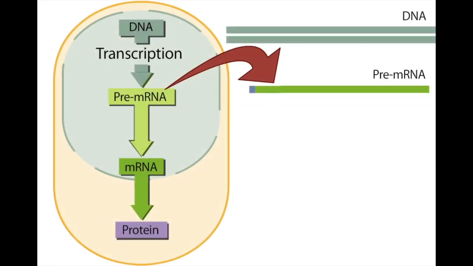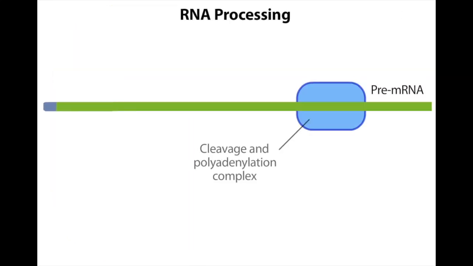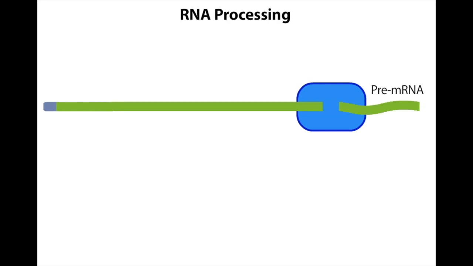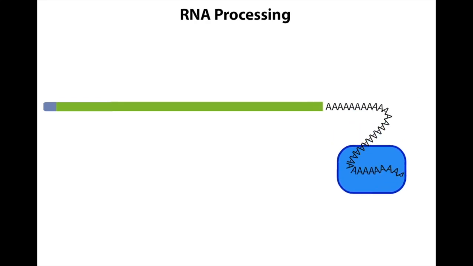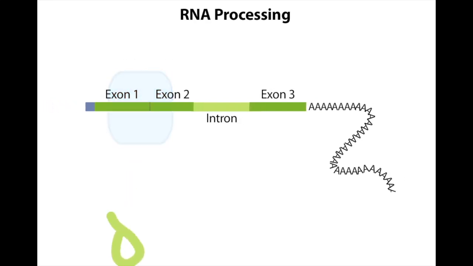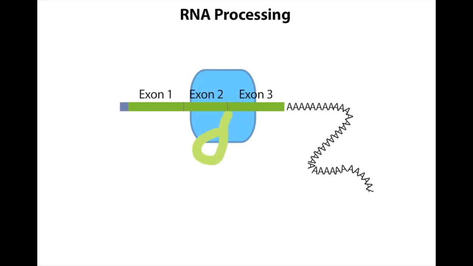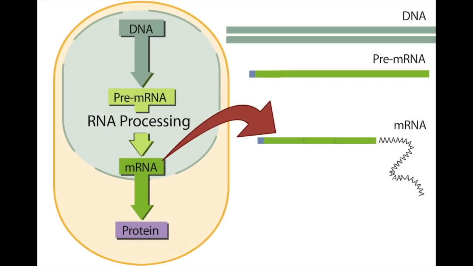The pre-mRNA must be processed before it can be translated into protein. The 3' end of the pre-mRNA is cleaved and a poly-A tail is added. Many eukaryotic genes are split into exons and introns. A spliceosome removes each intron, resulting in a mature mRNA. The mature mRNA is transported to the cytoplasm for translation, the final process of gene expression.